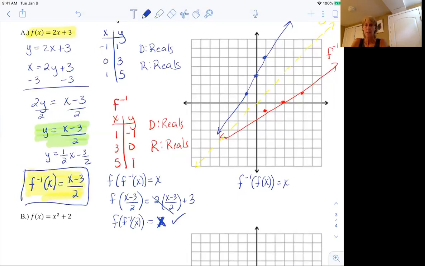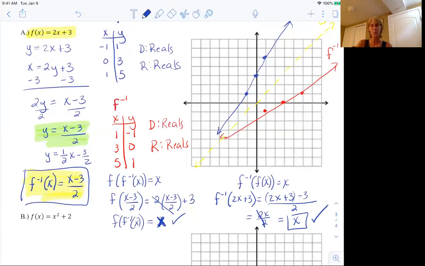Now f inverse of f of x equals x. f of x is 2x plus 3. So now I'm going to plug 2x plus 3 into my inverse. 2x plus 3, right? That's my plug-in, minus 3 over 2. The 3's are going to cancel out, and we get 2x over 2. I'm getting mighty squishy, I'm sorry. But ultimately, you see, it winds up being x. So again, that checks out, right?